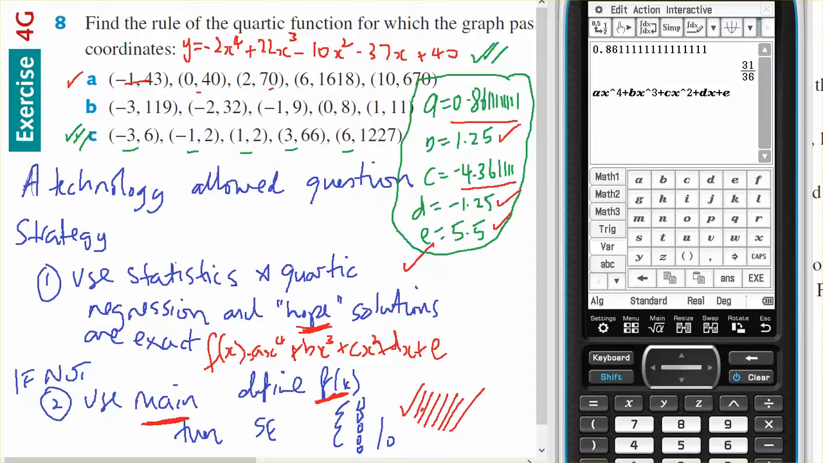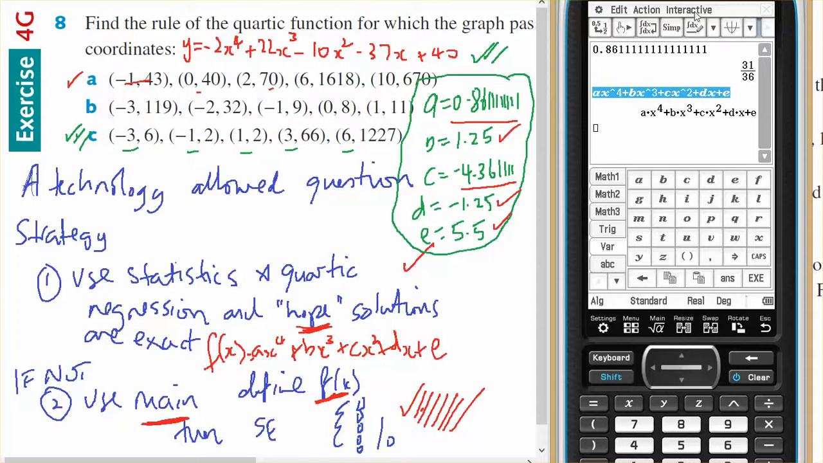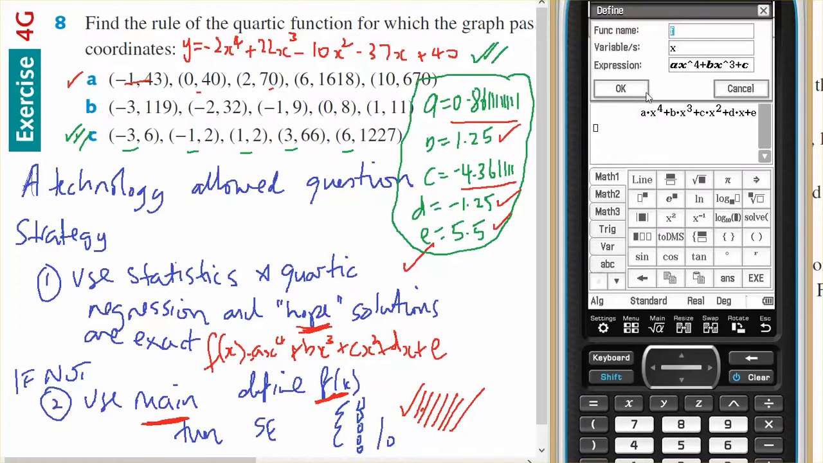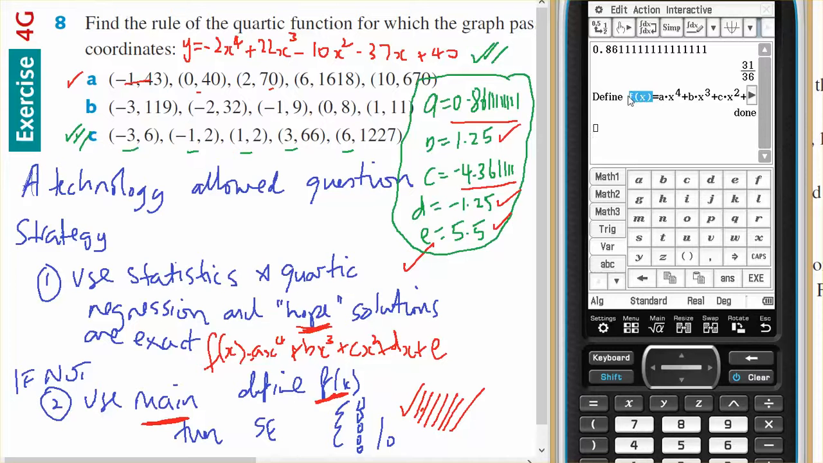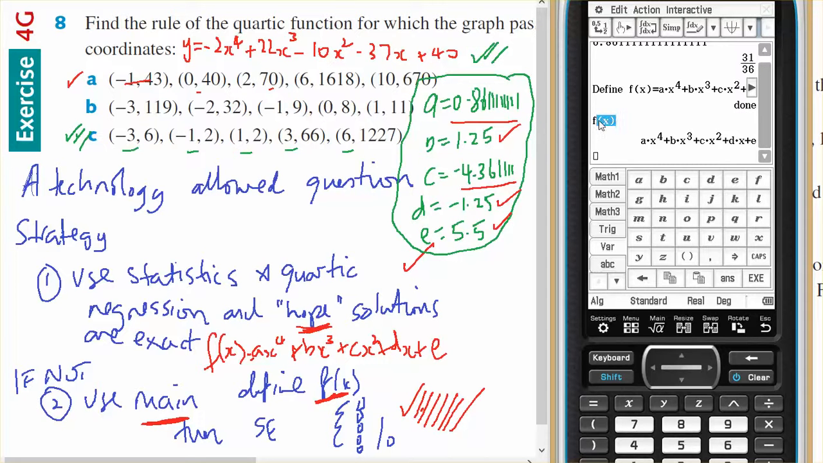I'd like to press EXE here just to make sure that they're all okay, that I get multiplications between each of the parameters and x, and that none of the letters have been defined by anything. So if I select Interactive, Define, and I define it as f of x, then f of x is now my defined function, which is this. Now what I'd like to do is make f of -3 equal to 6. And that gives me my first equation in terms of A, B, C, D and E.